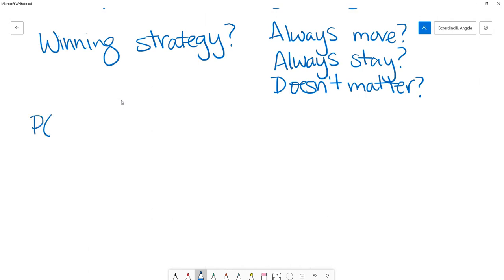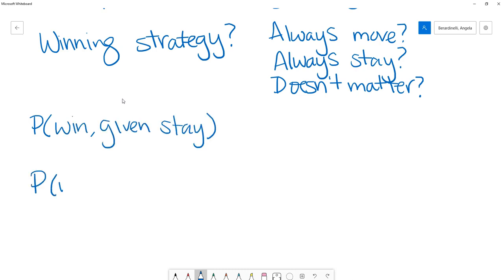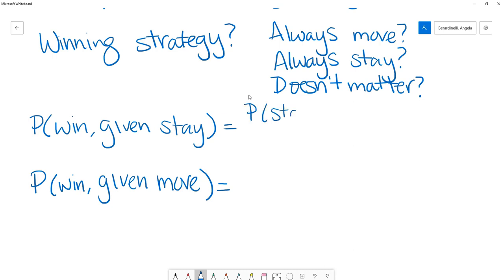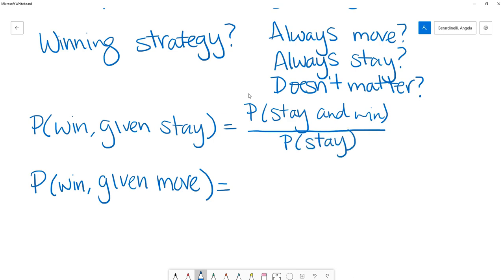So what's the probability that I win given that I stay? And what's the probability that I win given that I choose to move? Now we didn't go into the nitty-gritty of how to compute these conditional probabilities last time. I kind of glossed over it. But what it's going to be is the probability that I stay and win divided by the probability that I stay. It's the probability that both things in the parentheses happen divided by the given. So here, probability that I win and move divided by the probability that I move.